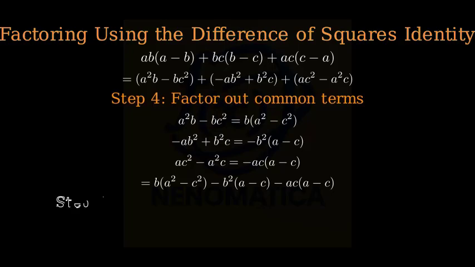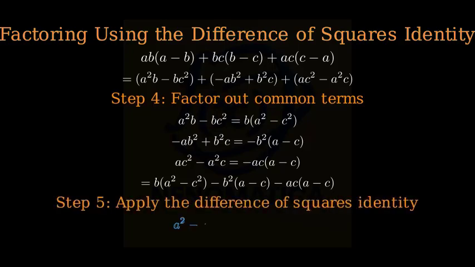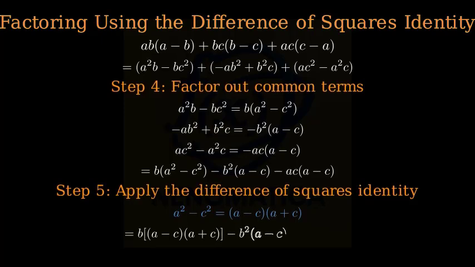We now have b times (a squared minus c squared) minus b squared times (a minus c) minus ac times (a minus c). Now, an important step is to recognize that a squared minus c squared is a difference of squares, which can be factored. Using the difference of squares identity, a squared minus c squared equals (a minus c) times (a plus c). So our expression becomes b times [(a minus c)(a plus c)] minus b squared times (a minus c) minus ac times (a minus c).